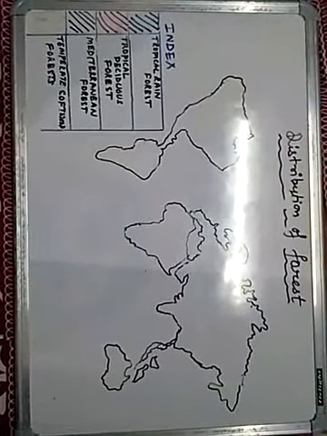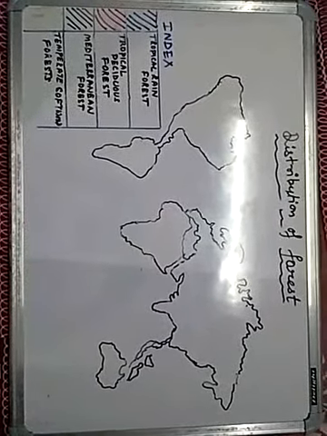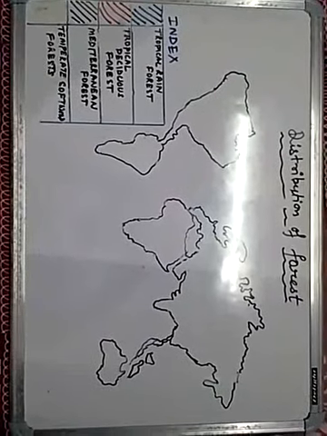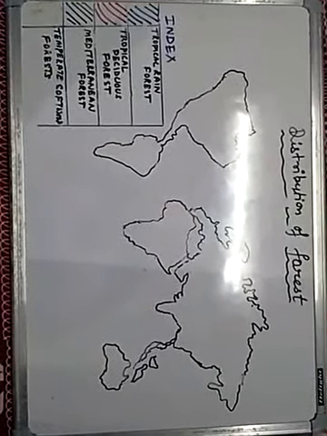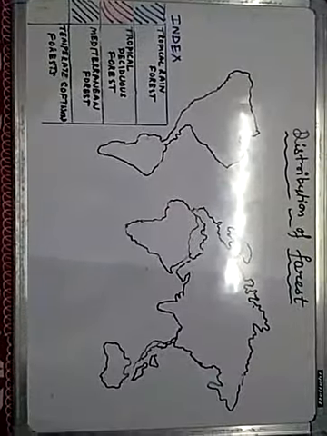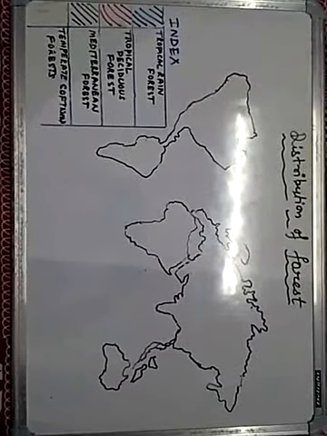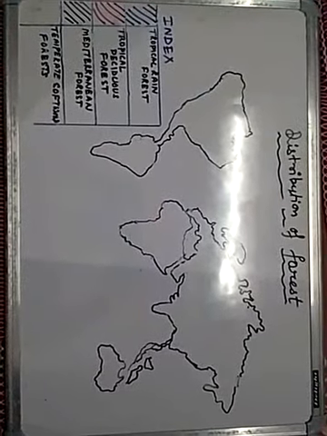Chapter 3, Natural Vegetation and Wildlife. Today we'll do map work based on the chapter. Today we'll color a world map showing the types of forest.